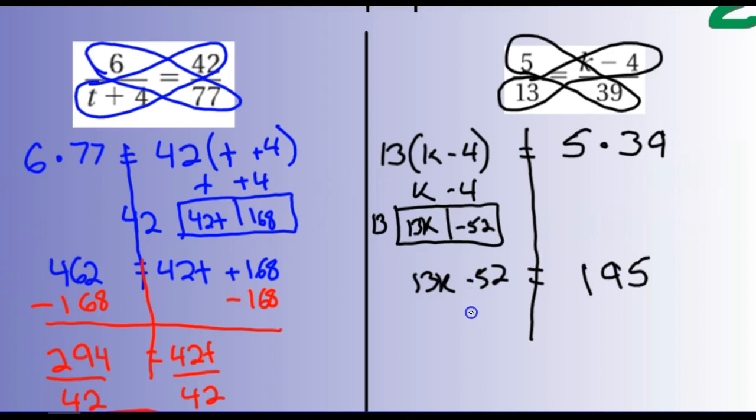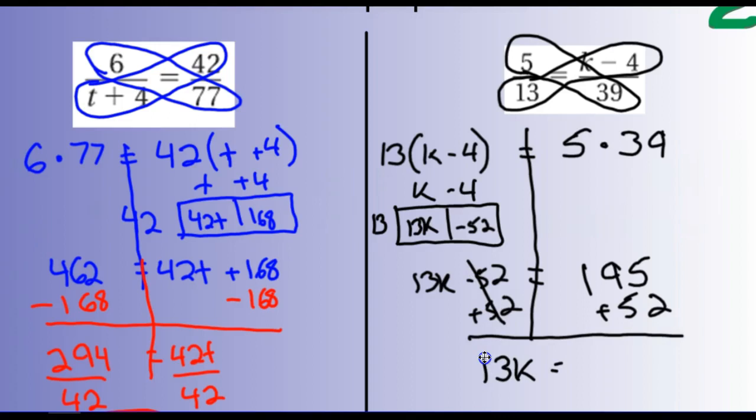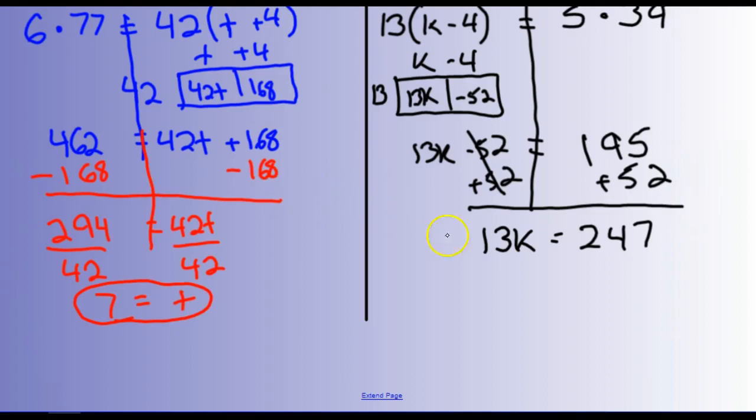Now this is a negative, so I'm going to add 52. I'm going to do the opposite. So we get 13k equals 195 plus 52, which equals 247. Divide by 13, and k equals 19.